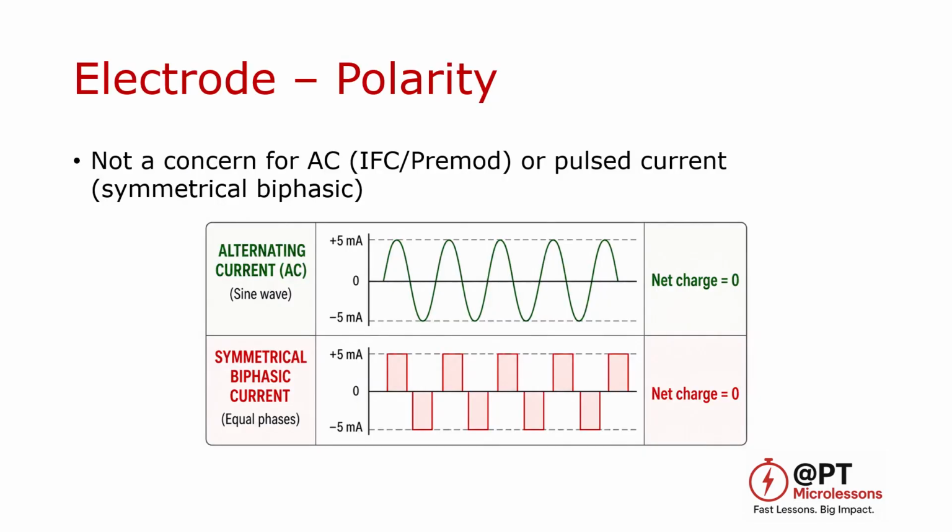Polarity is a common concern when using electrical stimulation, but it is less relevant with certain waveforms. With alternating current, such as interferential or premodulated, polarity is not a concern because the current alternates direction continuously, resulting in no net charge buildup in the tissue. Similarly, symmetrical biphasic pulse current is charge balanced. Because the phases are equal and opposite, there is no net accumulation of charge. As a result, when using these currents for pain modulation, electrode polarity need not be considered during setup.